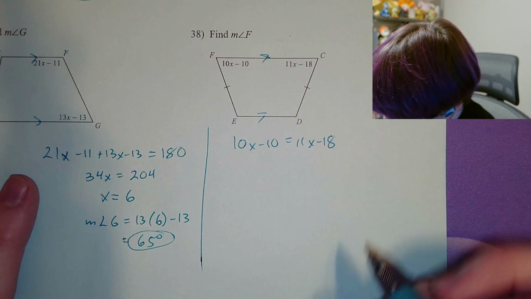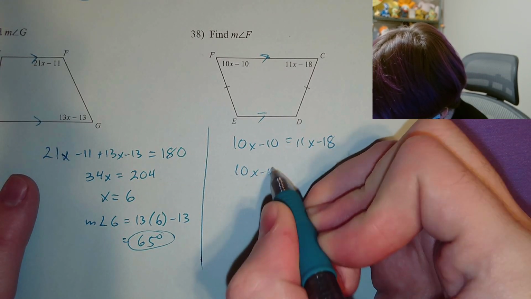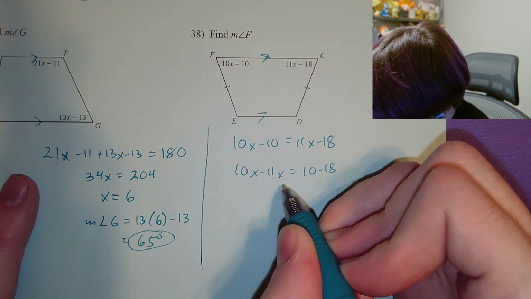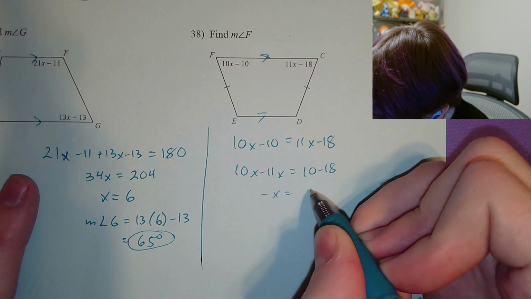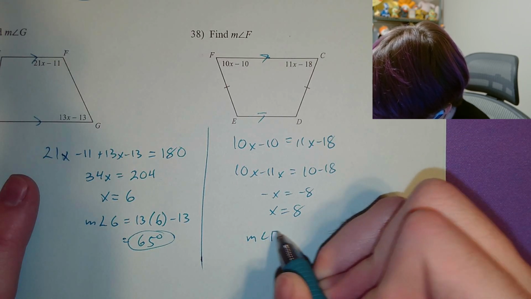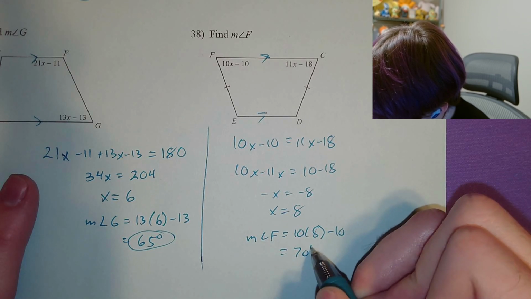And on this one, I'm going to go ahead and get 10x minus 11x. I'm going to show the extra work on this one. 10 minus 18. 10 minus 11 is negative 1. 10 minus 18 is negative 8. Or in other words, x is equal to 8. Finding the measure of angle F is going to be 10 times 8 minus 10, or 70.